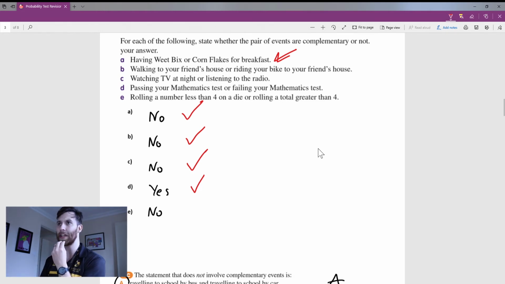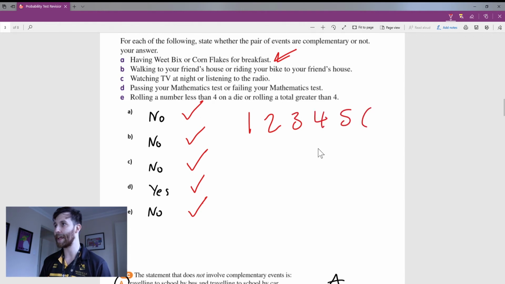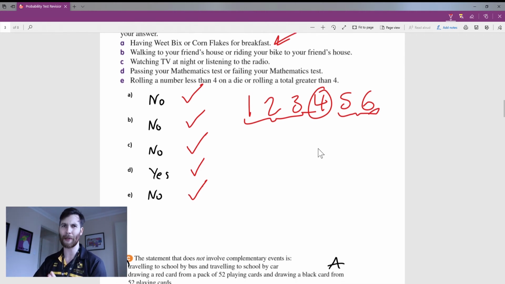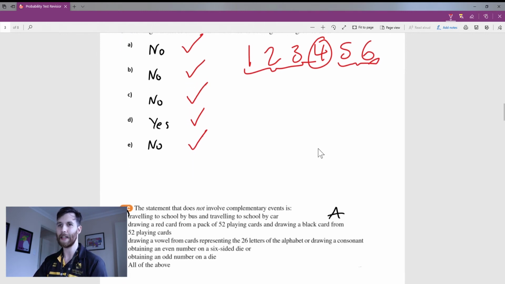And for the last one, rolling a number less than 4 or rolling a number greater than 4 on a 6-sided die, that one does trip you up a bit. They're actually not complementary. If your possible outcomes are 1, 2, 3, 4, 5, and 6, numbers less than 4 are 1, 2, and 3. Numbers greater than 4 are 5 and 6. But because they didn't include 4 in either of those, they've not represented every possible outcome, so they're not complementary events. Even though it looks like they would be, they've tried to trick you with that one.